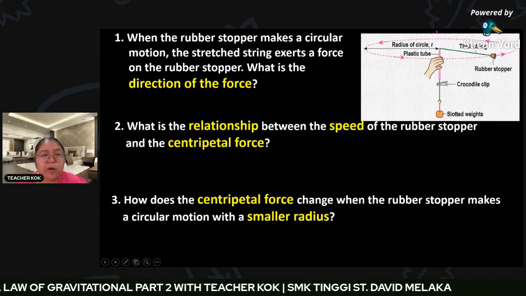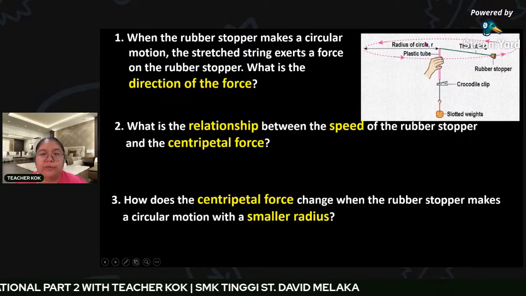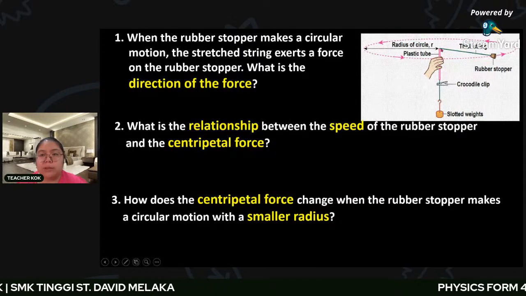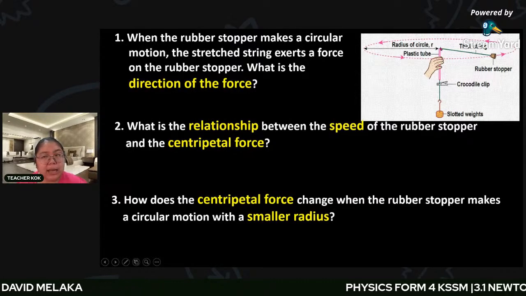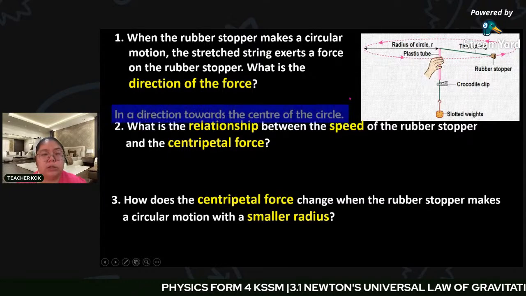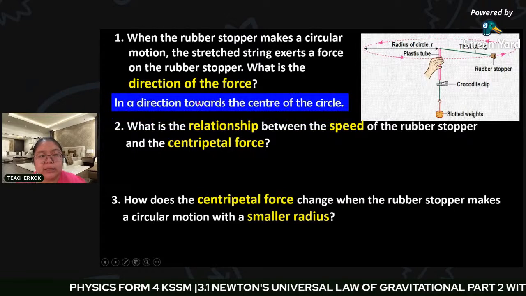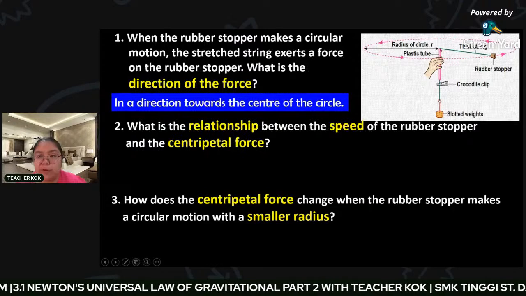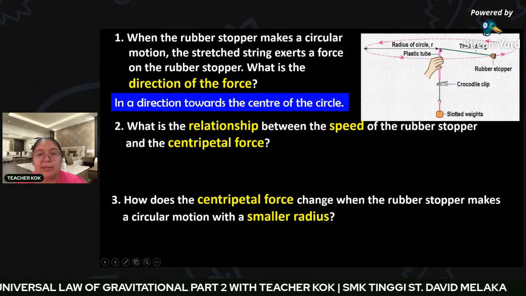So this force, they ask you the direction of the force, where does it go? Okay, because of this, normally the force must go to the center. Okay, it must be from the center pulling the rubber stopper. So from here, the answer is in a direction toward the center of the circle. So the force is pulled from the center.